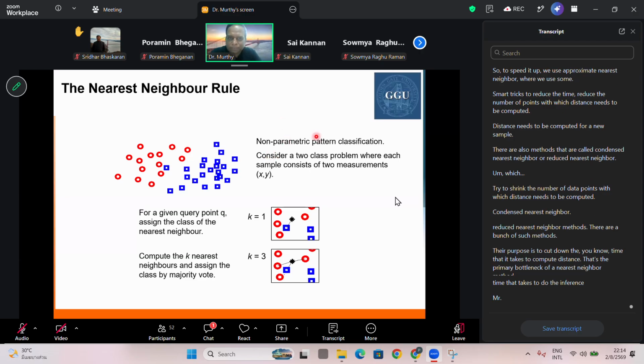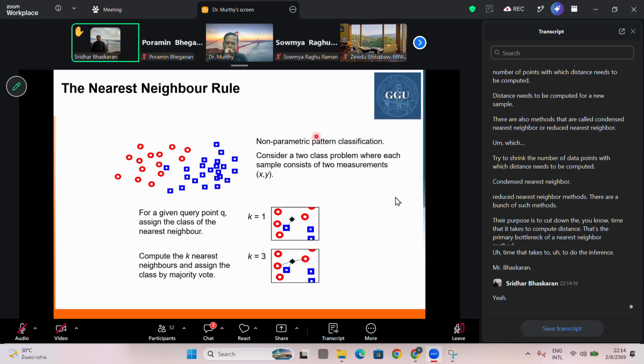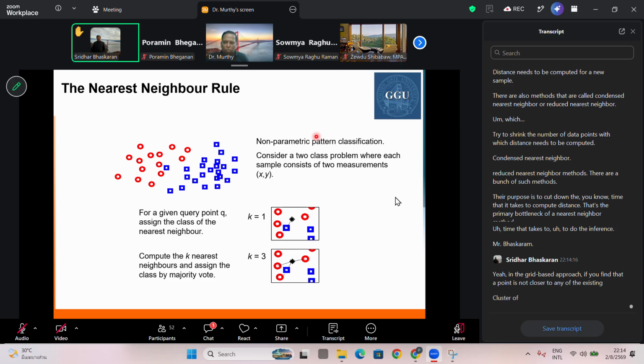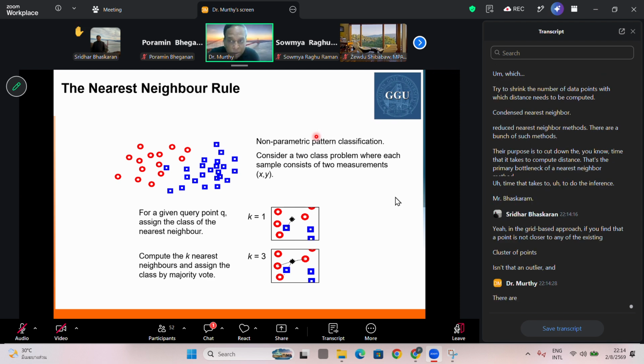Mr. Bhaskaran. Yeah, in the grid-based approach, if you find that a point is not closer to any of the existing cluster of points, isn't that an outlier? There are no clusters, sir. There is no cluster here.